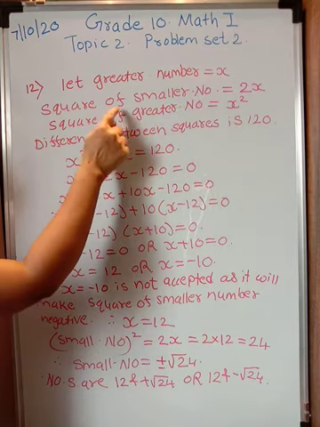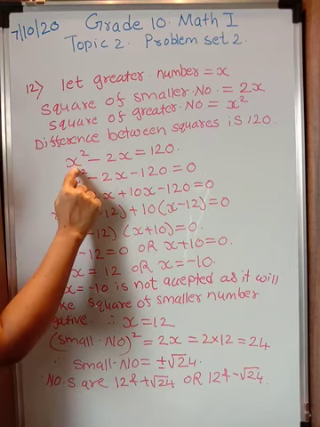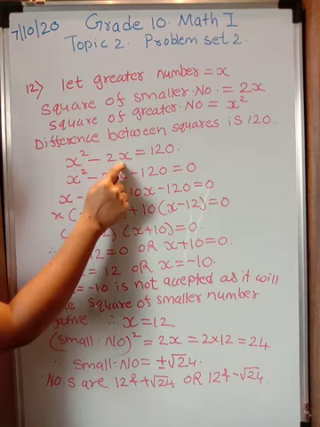Now the difference between the squares is given as 120. Now x square, because the greater number will, here the answer is positive. Therefore, greater number square minus smaller number square.